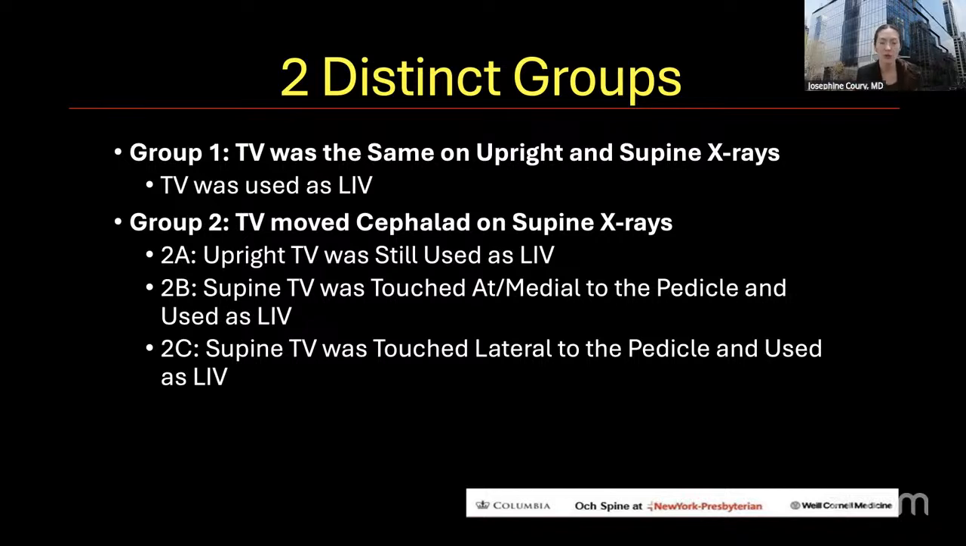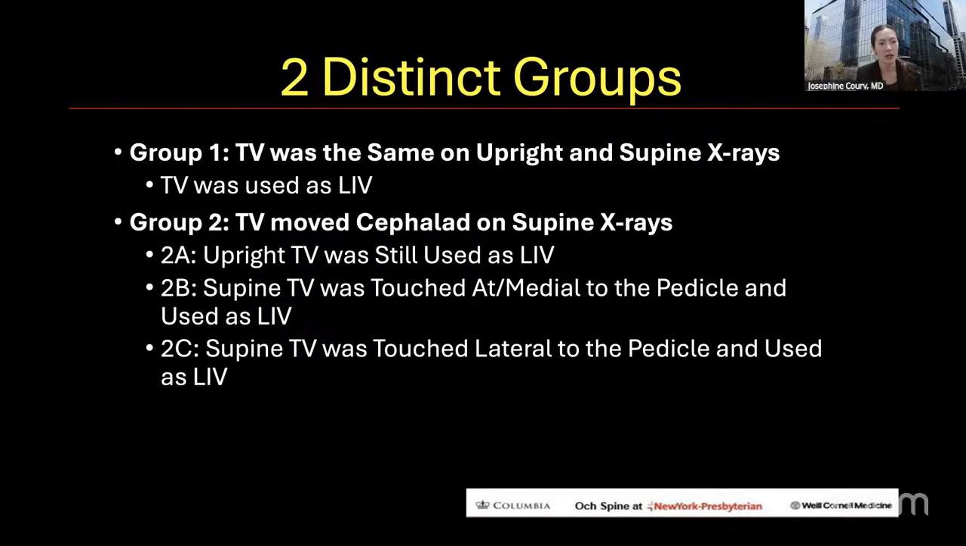And then in group 2, we looked at patients where, when they laid supine, their touched vertebra moved cephalad, that they had flexibility on their coronal films, even though they were an adult with idiopathic scoliosis, that they demonstrated radiographic flexibility. And within that group, we had 3 separate subgroups.